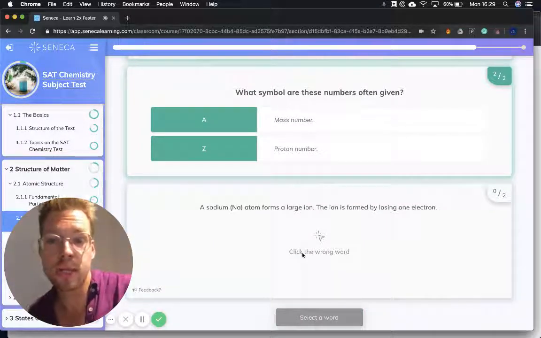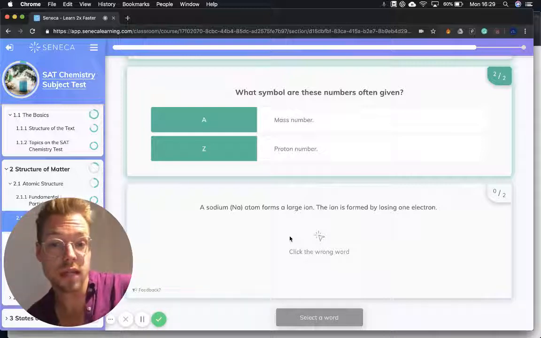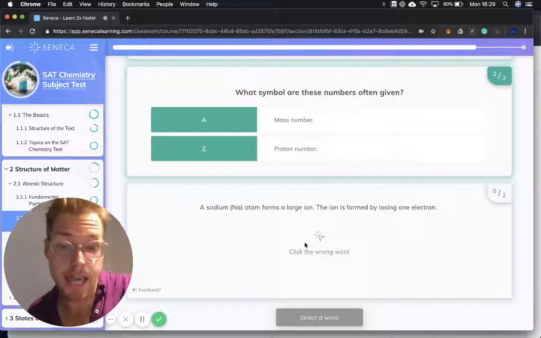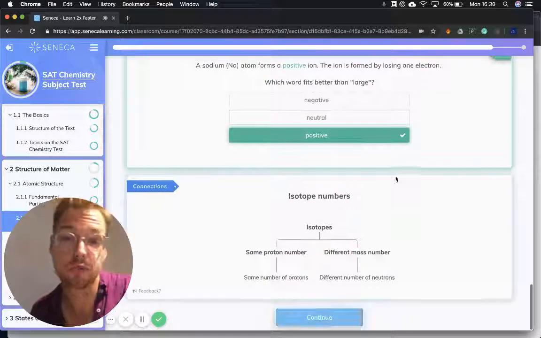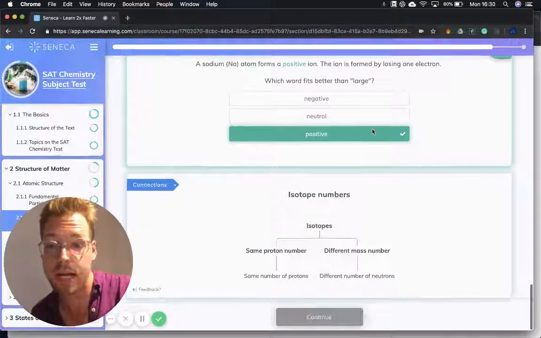A sodium atom forms a Na+ ion. This ion is formed by losing one electron. It forms a positive ion. So sodium forms a positive ion by losing one electron.